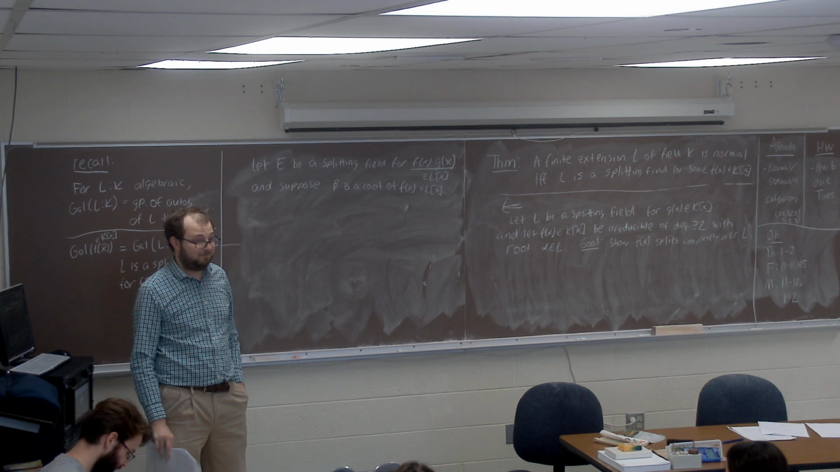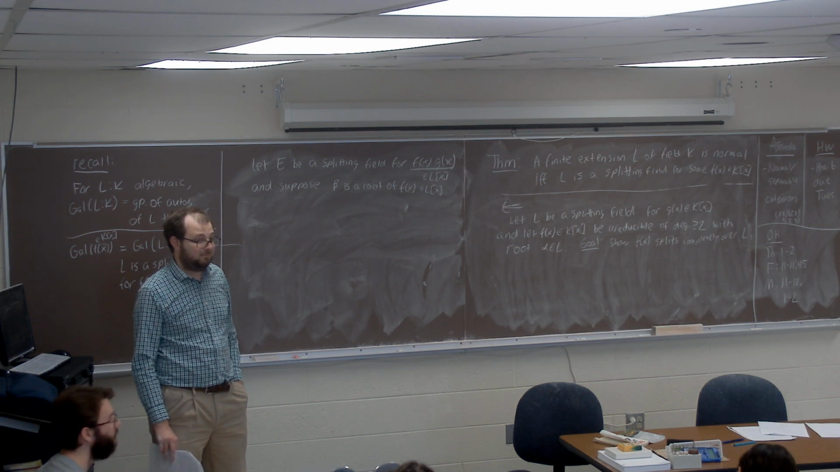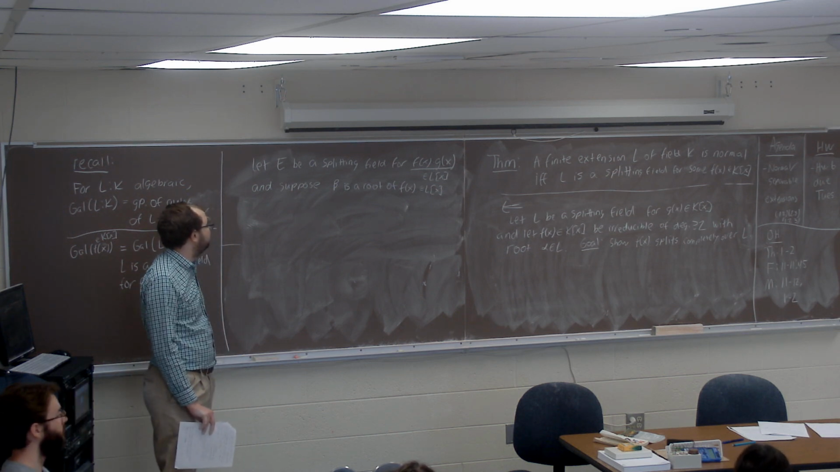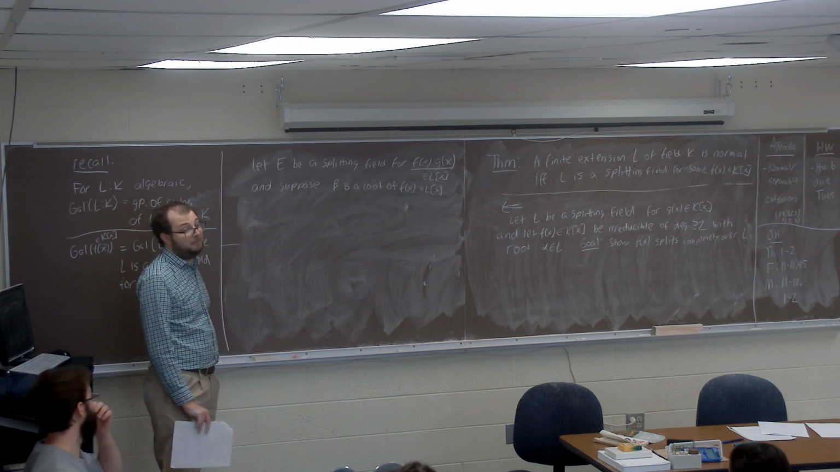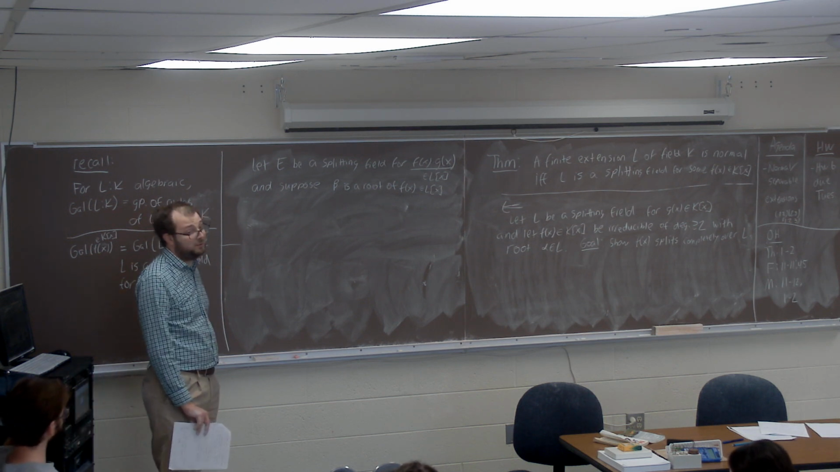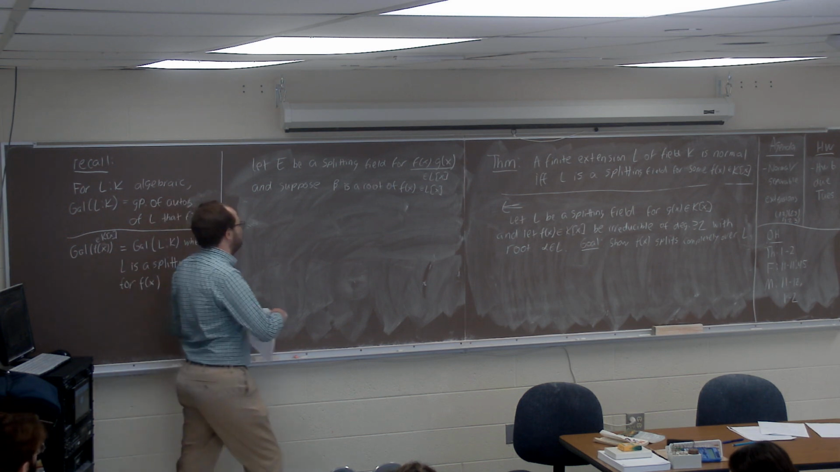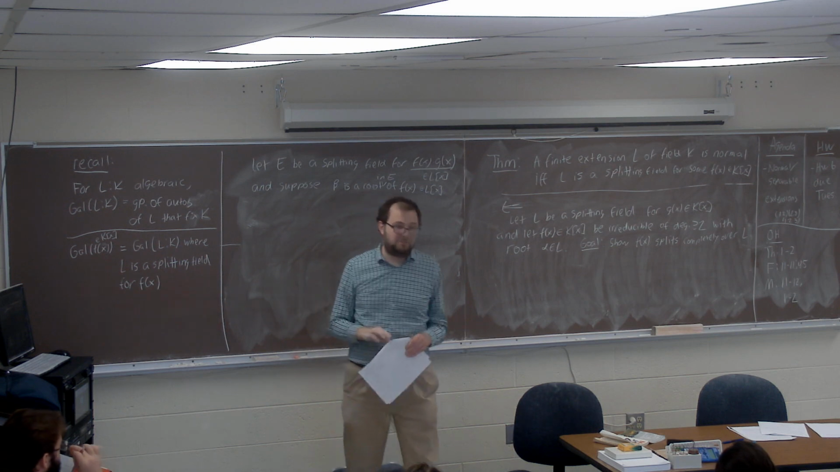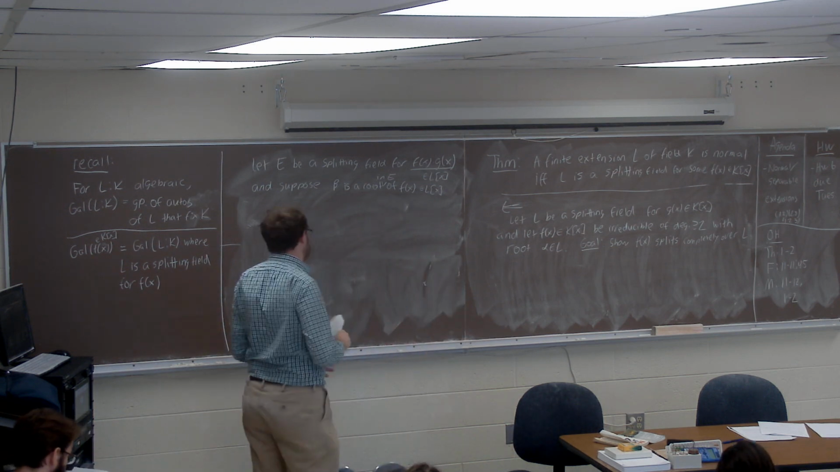Why is beta in L? Wait, I thought we only guaranteed one root of f of x in L. No, it's in L adjoin beta. Oh, so it's in a bigger field. Beta is not necessarily an element in L. We're saying that f of x is a polynomial over L, and we're assuming beta is a root, maybe in E, of the polynomial f of x.